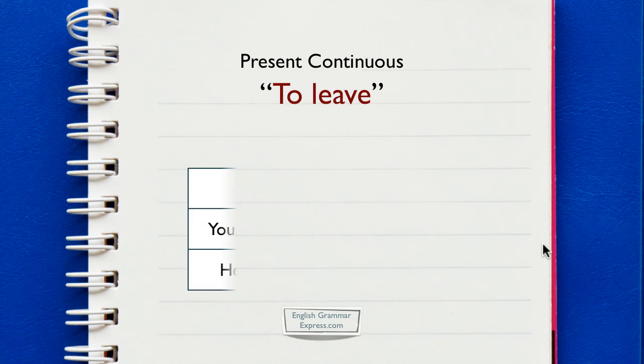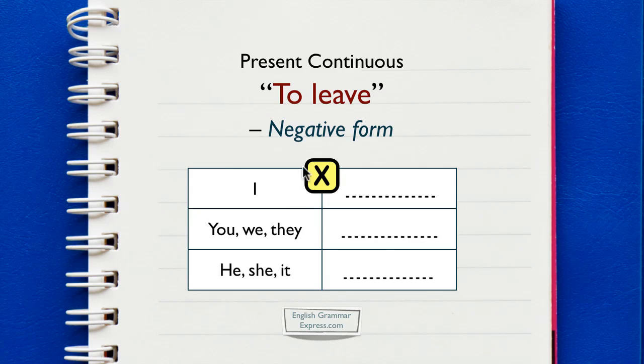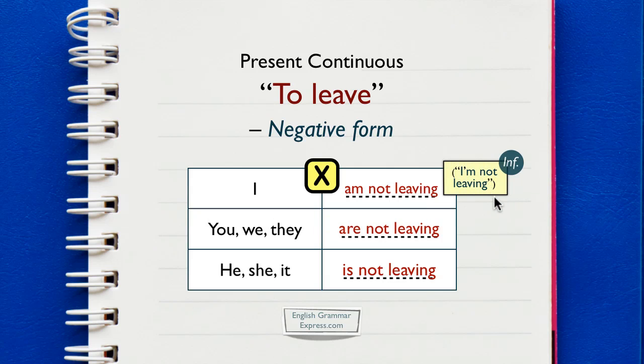And finally now, in the negative form, I am not leaving. You, we, they are not leaving. And he, she, it is not leaving. In the informal again, I'm not leaving. You're not leaving. We're not leaving.